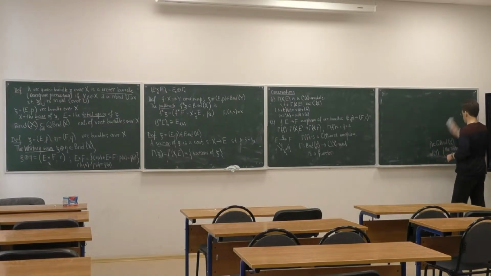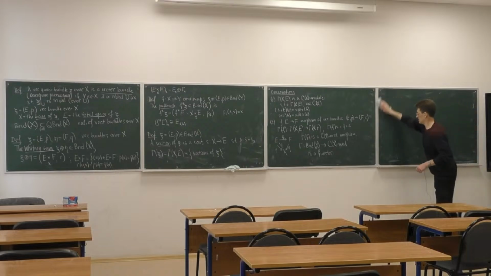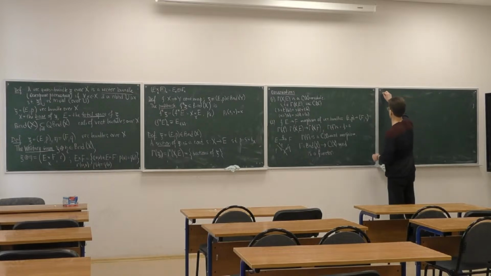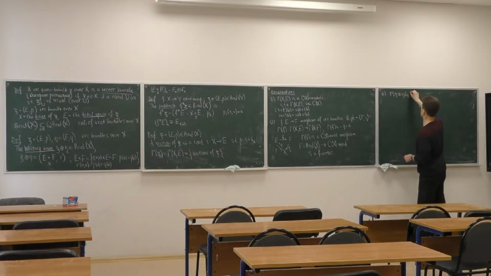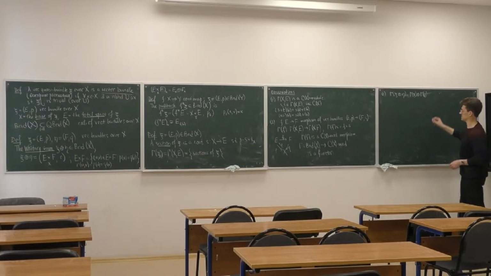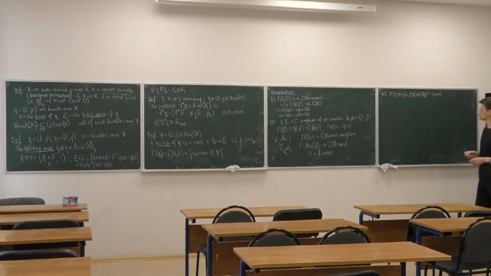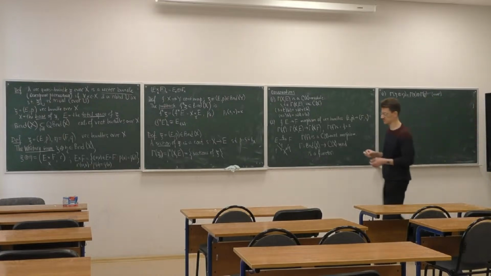Moreover, it's easily seen that this functor commutes with products, or more exactly with finite direct sums. So it takes the direct sum, the Whitney sum, of two vector bundles to the direct sum of the respective modules of sections. This is a simple exercise. The functor is additive.